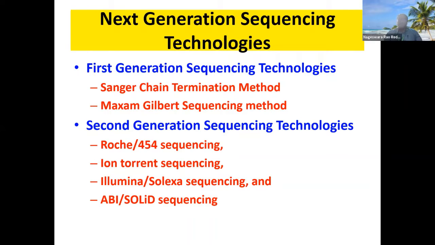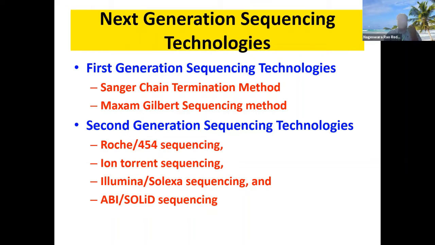Then we have seen how second generation sequencing technologies have helped a lot in generating large amounts of data. The different types of second generation sequencing technologies available to us are Roche 454 sequencing, Ion Torrent sequencing, Illumina Solexa sequencing, and ABI SOLiD sequencing. These are the four methods under second generation. The improvement here, compared to the first generation, is that the second generation has increased the capacity of sequencing data at large numbers. And the technology is also different here.